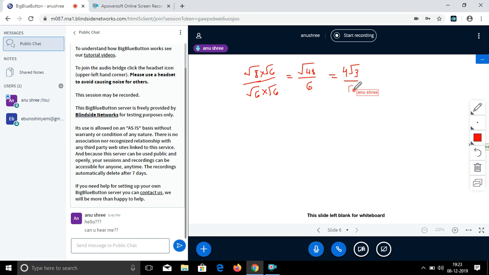divided by 6. Now 4 and 6 can be divided by 2. So the final answer is 2 root 3 divided by 3. So the first thing is, if you have to rationalize a number, it means you have to remove the root from the denominator. So you multiply and divide by the same number. Once you do this, there is an integer in the denominator, and your answer should always be in its simplest form. So it's root 48 over 6, but you simplify it further and get 2 root 3 divided by 3.